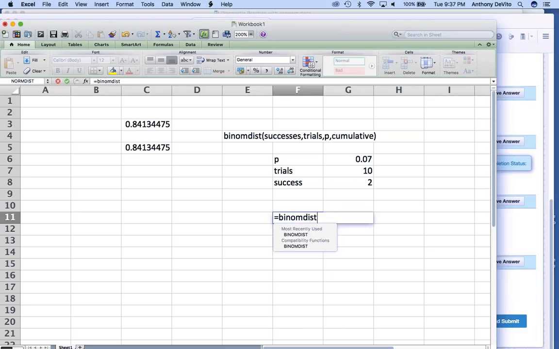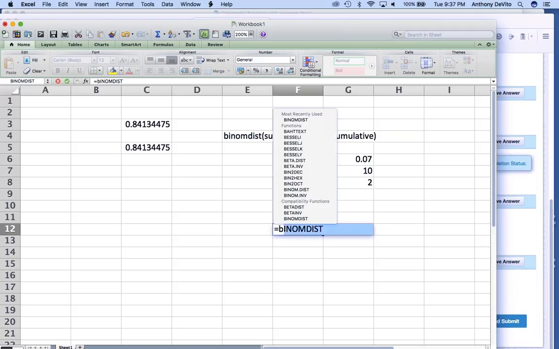Equals BINOM.DIST parentheses, and I'm going to put in, see, it prompts me, number of successes is 2, 10, 0.07. Now, at this point, I'm going to type in either true or false for cumulative. I'm going to type in false. What false tells me is I want to know exactly the probability of that outcome. I don't care about 1 out of 10, none out of 10, 3 out of 10. I want to know what's the probability of getting exactly 2 people. So for cumulative, I put false. And it gives me that probability. It's a 12% chance of having that exact outcome.